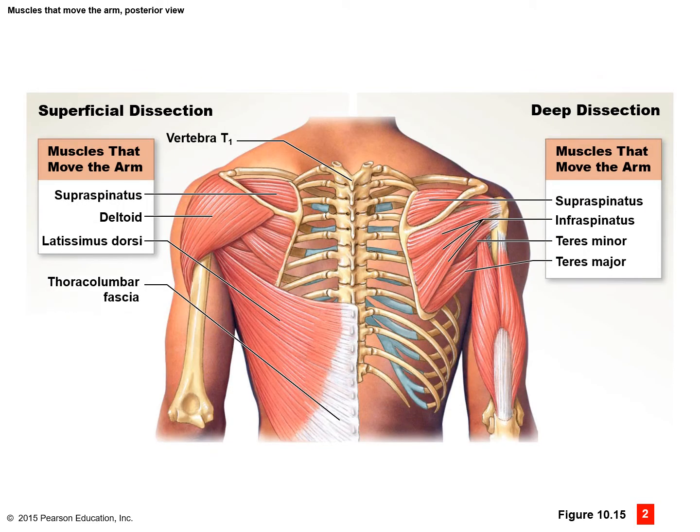Here we can see a posterior view of many of the muscles that move the arm. I actually want to start towards the bottom, specifically looking at latissimus dorsi. So we can see supraspinatus, deltoid, and latissimus dorsi. The latissimus dorsi is a large muscle.